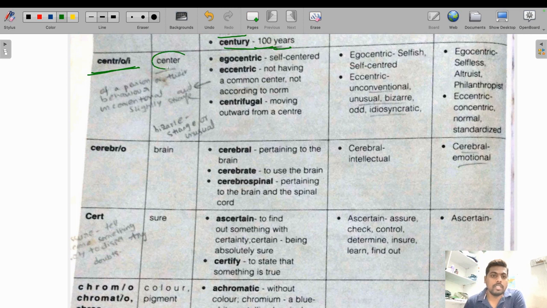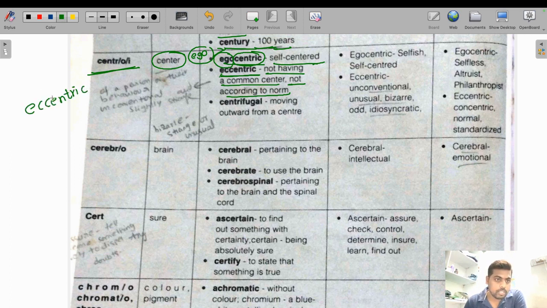Centro means something related to center. For example, egocentric. Egocentric means self-centered. Here centric means centered. Ego means self, so they are centric about ego, meaning they are selfish persons or egoists, you can say. They always think about self nature only. Next one is eccentric. Eccentric means not having a common center or not according to the norm. So eccentric is a very important word. You can make a special note of this one.